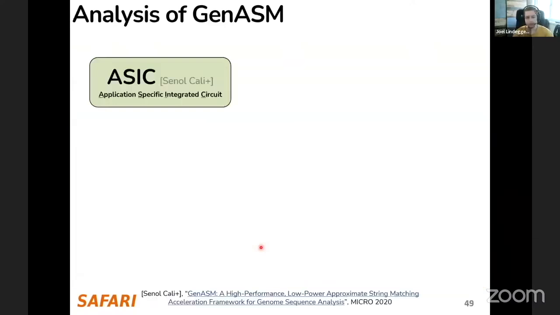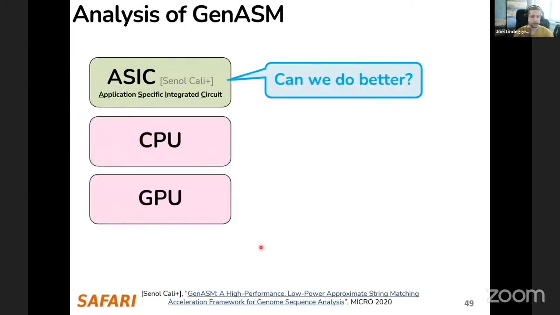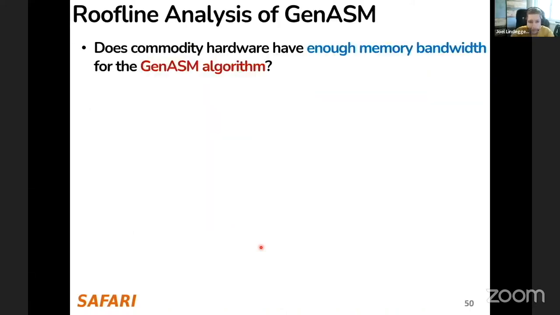So we just looked at the ASIC of GenASM, and the key question here is, can we do better? In particular, can we build a more efficient hardware accelerator? And if you look at commodity hardware, which GenASM didn't target at all, something you can buy like CPUs and GPUs, the question here is, is GenASM suitable to this commodity hardware, or can it be made suitable maybe? So to answer these questions, we started with a memory bandwidth analysis.